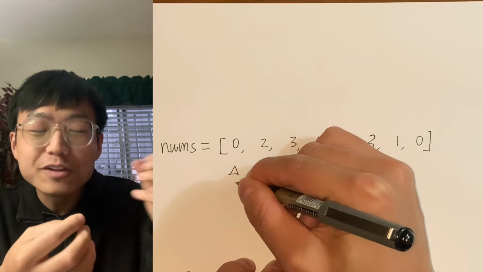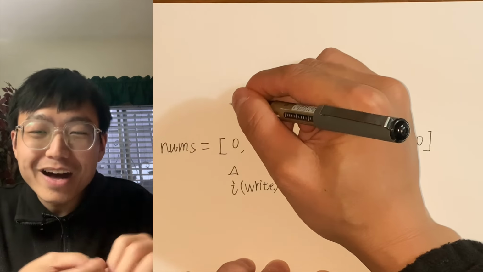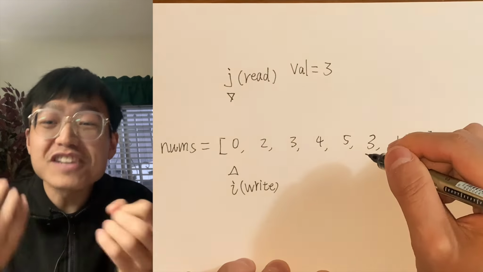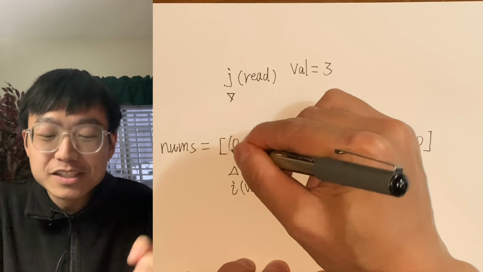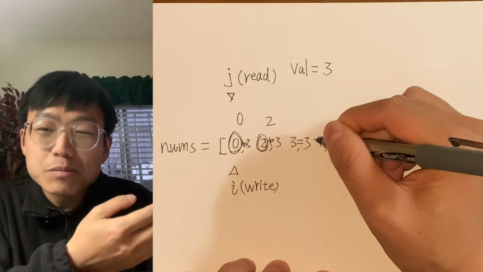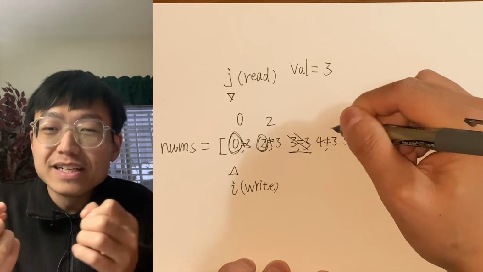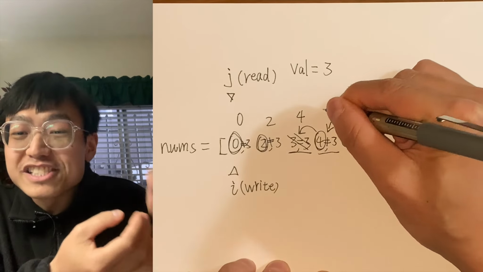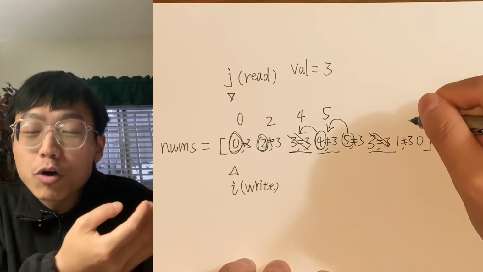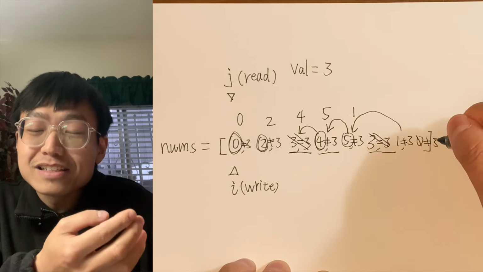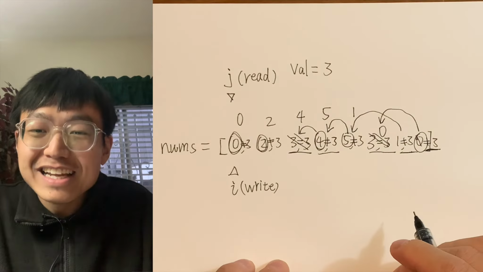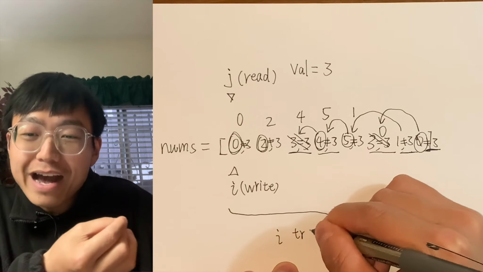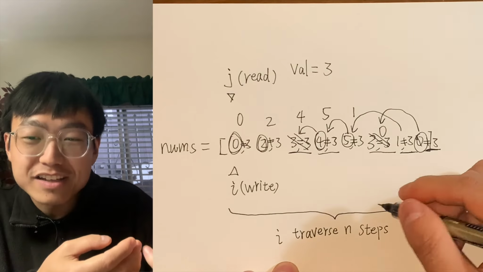We can keep two pointers, i and j. i is the slower runner pointer for writing, and j is the faster runner pointer for reading. So the algorithm is: when nums at j equals the given value, skip the element by incrementing j. As long as nums at j is not equal to val, we copy the element at j to nums at i and increment both indexes at the same time. Repeat the process until j reaches the end of the array, and the new length is i.